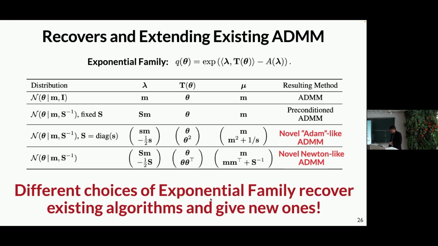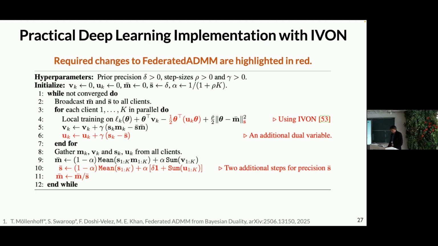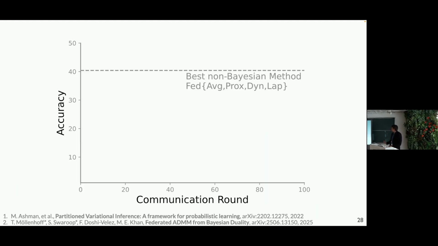And it gives us new Newton-like or Adam-like ADMM versions. It's easy to implement. And this is the final slide. We have here a federated learning setting with 100 communication rounds. We look at the best non-Bayesian methods. So we run all these methods: federated averaging, FedProx, federated ADMM. This is called DUN, but it's an ADMM-like method. And the best Bayesian method gets to around 40%.